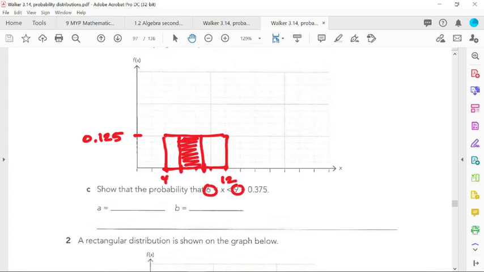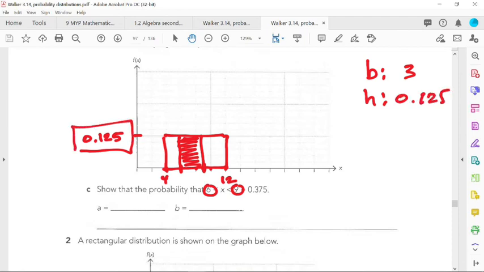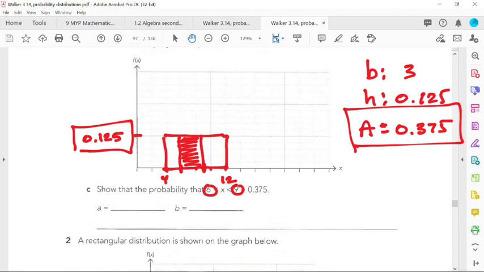Now, I don't care that it's 6 and 9, because remember, it's rectangular, so it's always continuous across every part of the interval. I just need a base. From 9 to 6, the base of my rectangle is 3. And I need a height. But the height never changes, does it? So the height is 0.125, which gives me my area when I multiply those together. Anybody? 0.375. And you're done.